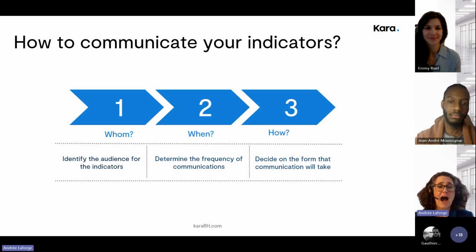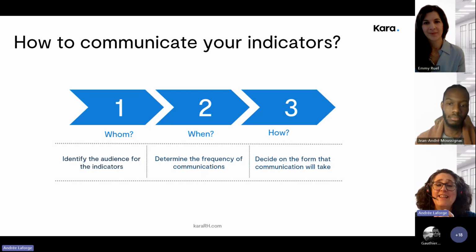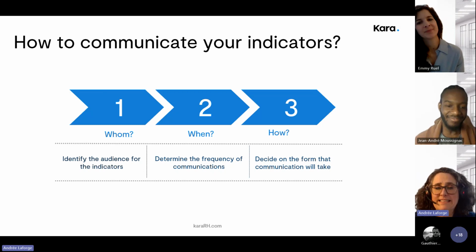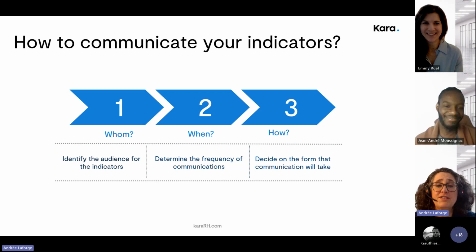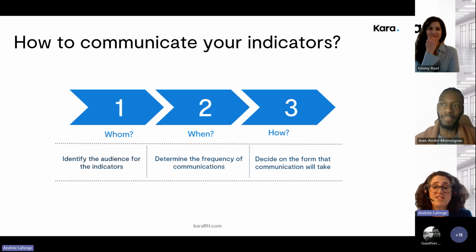Finally, third, how? You need to evaluate different communication methods for delivering your dashboard, okay? And we have realized at Cara that we thought all the people should come in the platform and look at the dashboard in real time, but that doesn't work that way. You still have a population in your organization that will need the traditional methods, such as the PDF reports or the PowerPoint presentation, which may be easily printable, but lack interactivity. But you should think about that, okay?